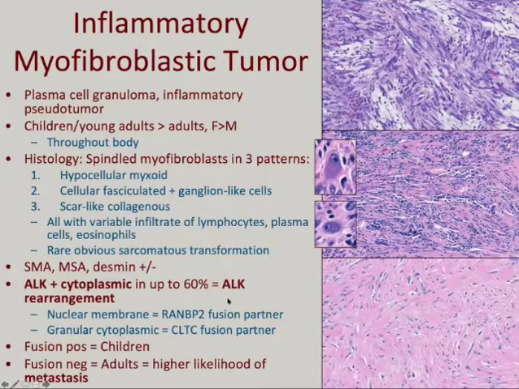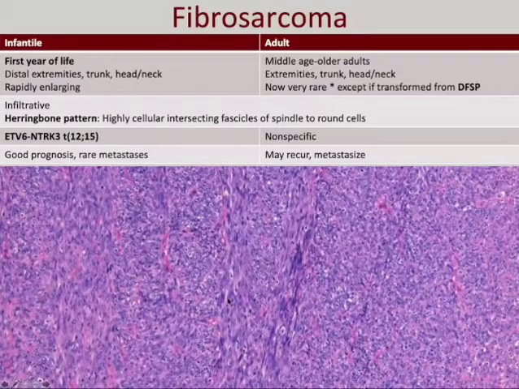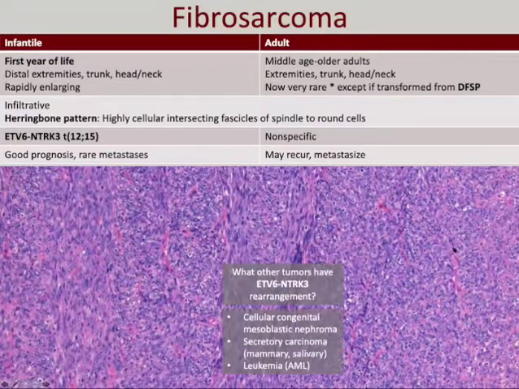So fibrosarcoma is essentially this very cellular spindle cell herringbone tumor that, when this morphology occurs in a kid, you're basically dealing with infantile fibrosarcoma, ETV6 and TRK3 rearranged. If you're dealing with this morphology in an adult, this is pretty rare on its own. You might want to actually think about a transformation from DFSP, which looks exactly like this long herringbone fasciculated thing, okay? ETV6 and TRK rearranged.